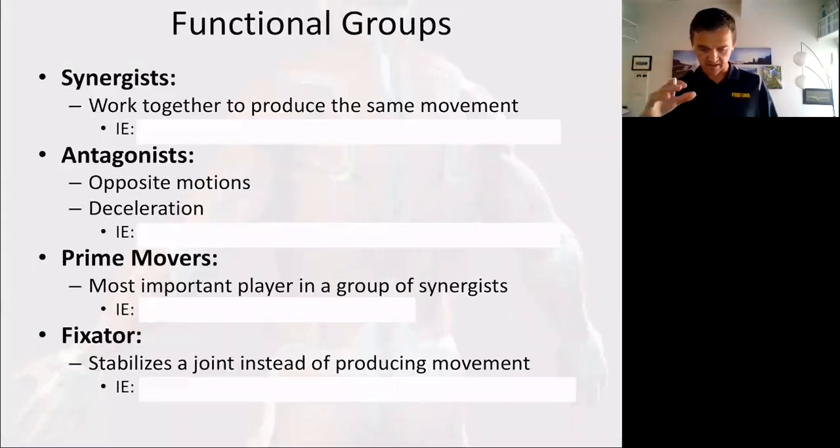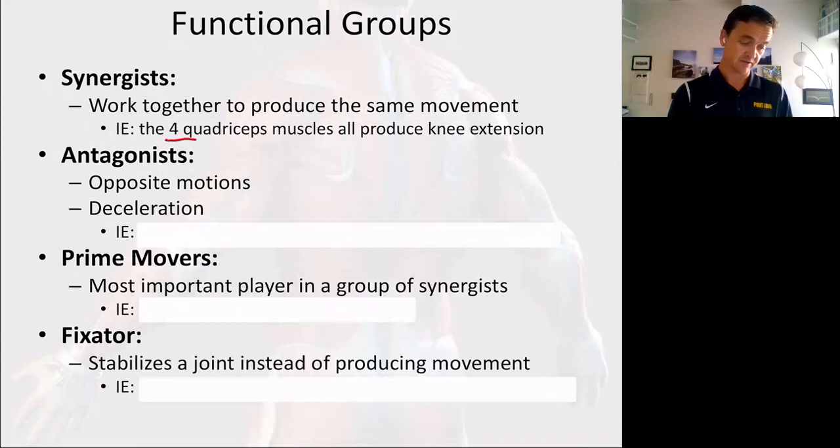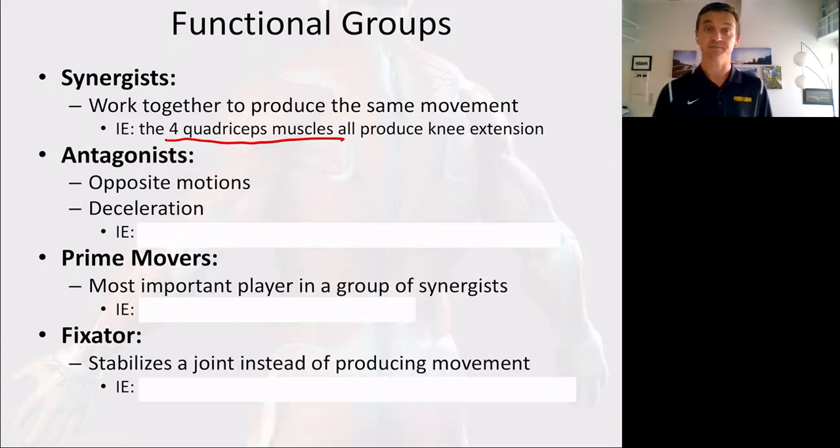Yeah, so let's just kind of look at a few related things here to muscles. So we have in muscles these different groups of muscles that are called functional groups, and there's different ways that they can work. Synergists are groups of muscles that work together to produce the same movement. So we think of very common ones like the 4 quadriceps muscles all producing knee extension. And we have 3 hamstring muscles all producing knee flexion. Okay, that's one example, two examples.